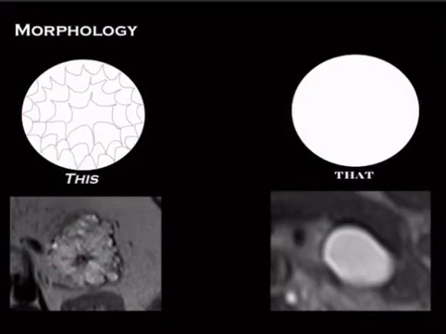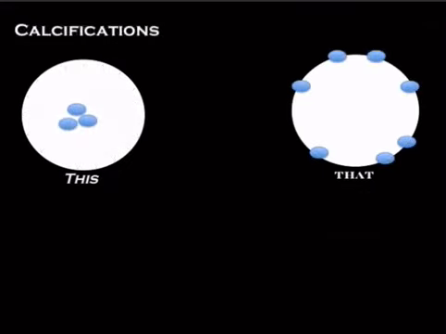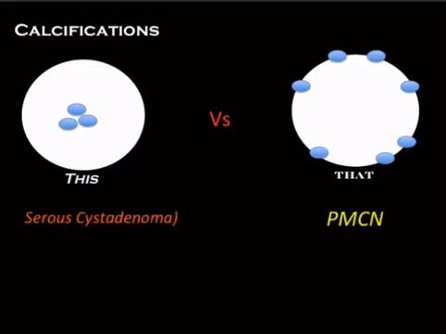Some other trivia: the morphology, whether or not it's a bunch of little microcysts like this versus one unilocular cyst. Calcification patterns, where you've got sort of central calcifications versus peripheral calcifications. So serous cystadenoma is central, mucinous along the outside.